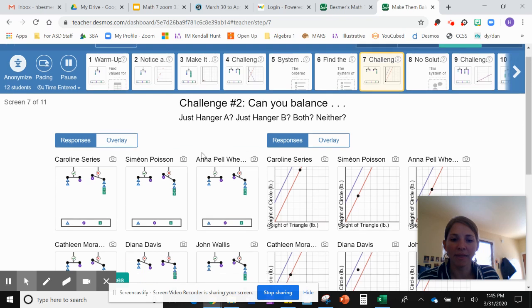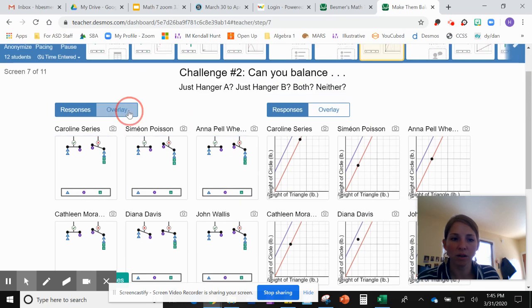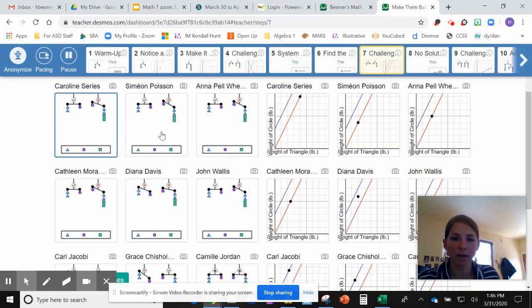Okay, this was interesting. Looking at a system here. Okay, let's just look here. You'll notice that you got both the hangers and a picture of the graph here. You could see what the equations look like on a graph. A lot of people were trying different things. They could get one to balance out, but then the next one wouldn't.